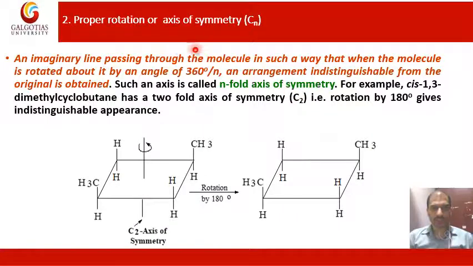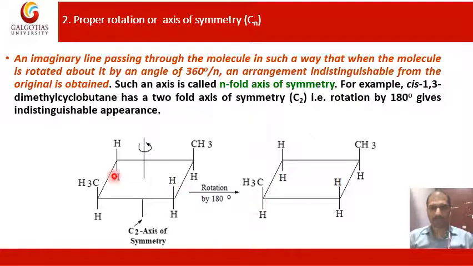Now another important operation is proper rotation or axis of symmetry, which is also called the Cn symmetry operation. Here an imaginary line passes through the molecule in such a way that when the molecule is rotated by a certain angle, like here you can see a 180-degree rotation. But similarly it could be a 90-degree or some other angle. So here C2 symmetry, because C2 symmetry means 360 by 2, so it will be rotating by 180 degrees.